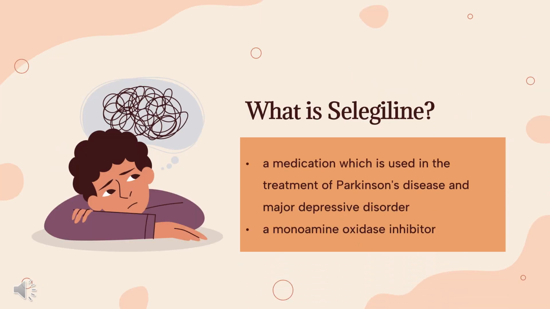What is Selegiline? Selegiline, also known as Eldepryl and sold under the brand names Eldepryl and Emsam among others, is a medication which is used in the treatment of Parkinson's disease and major depressive disorder. It is provided in the form of a capsule or tablet taken by mouth, or orally disintegrating tablets taken on the tongue for Parkinson's disease, and as a patch applied to skin for depression. Selegiline acts as a monoamine oxidase inhibitor and increases levels of monoamine neurotransmitters in the brain.